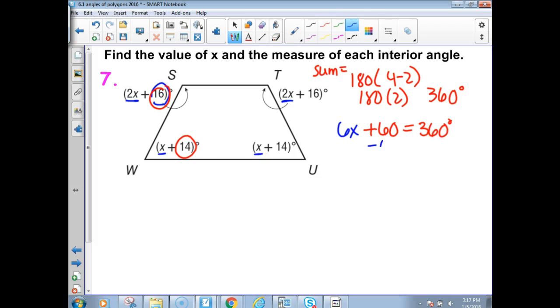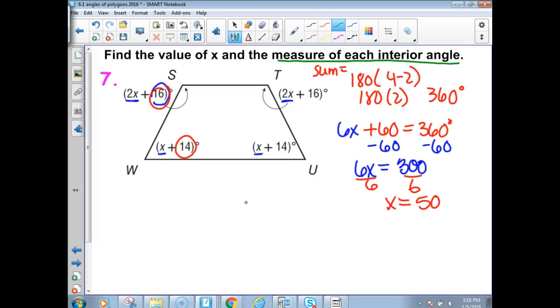Okay, now we're going to subtract 60 from both sides. We get 6 times x is 300, and then we better divide by 6 and get x is 50. All right, now, we weren't asked simply to find x. It said also to find the measure of each interior angle.